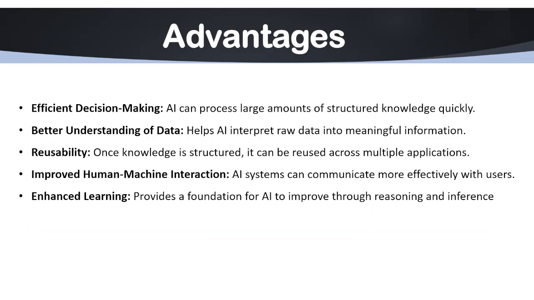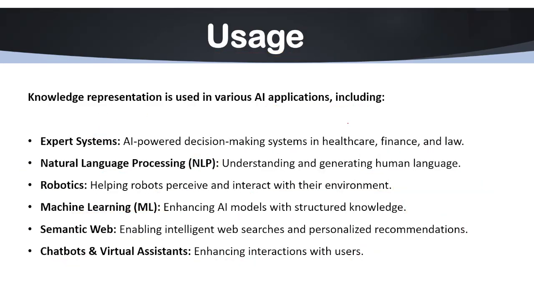Now we have some advantages. Okay, students, if we talk about natural language processing, sometimes in the examination examples will be asked. So natural language processing includes Google search and knowledge graph. Its examples can be Siri, Alexa, and Google Assistant. These assistants use ontologies and semantic networks to understand and process user queries.